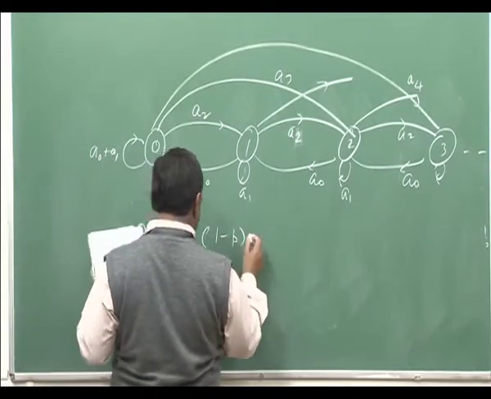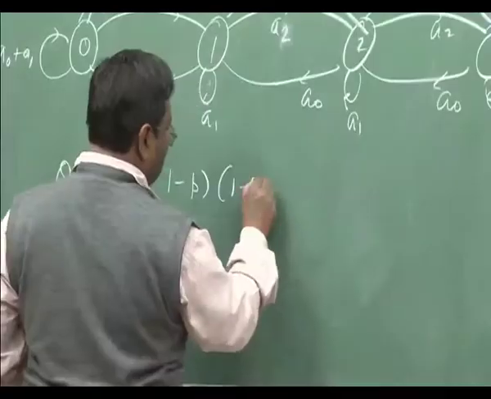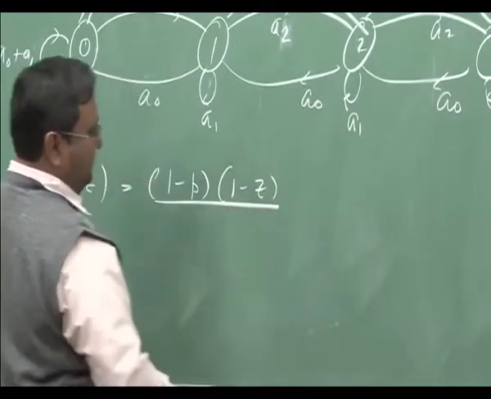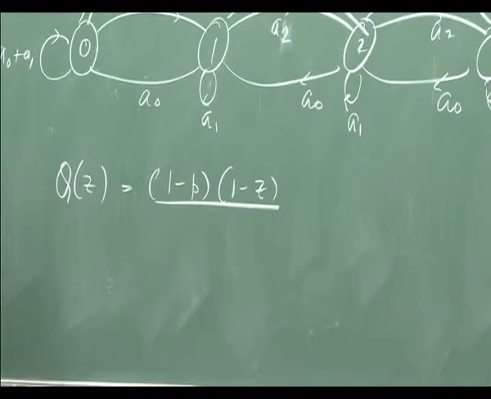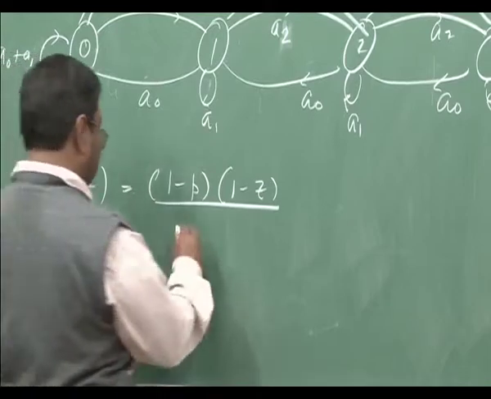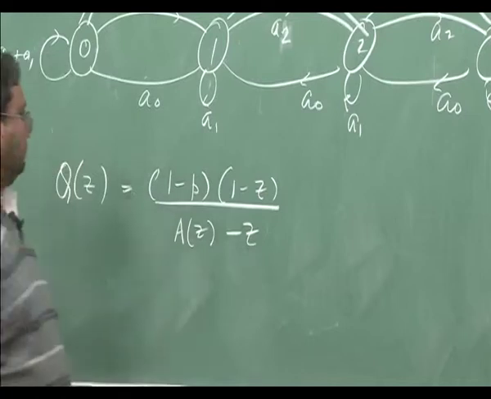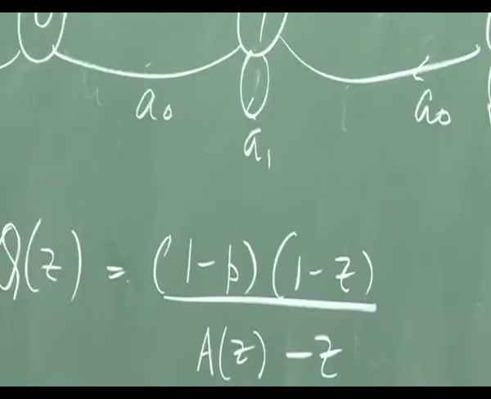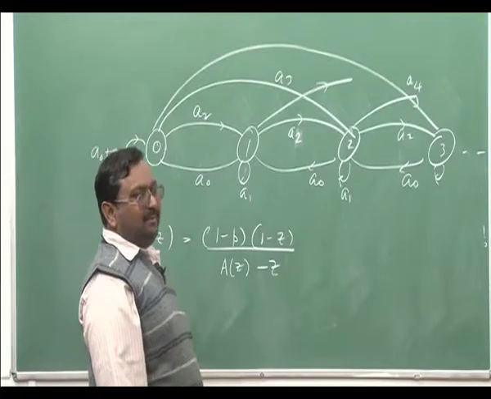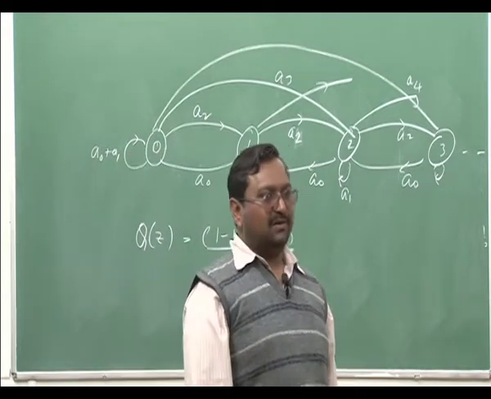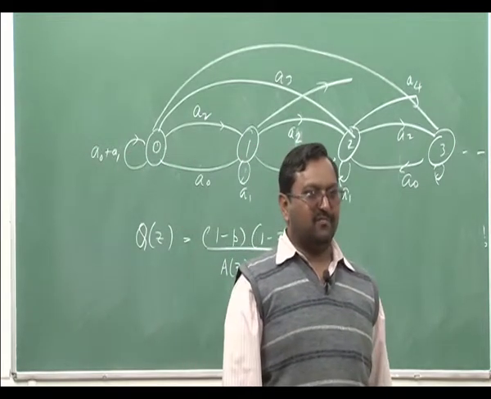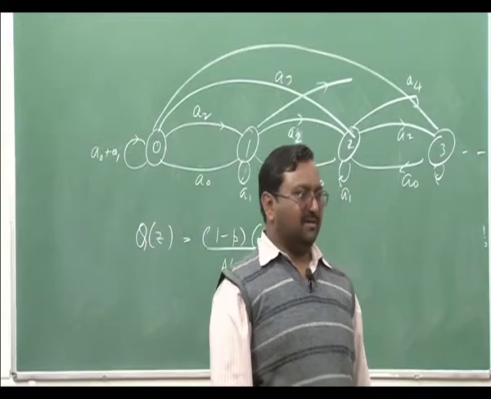This will be 1 minus P, 1 minus Z, whatever was the PGF, probability generating function, for A_i, the arrival process, you have to take that, minus Z. And once you have a probability generating function, I can find out the mean value. So from here you can find the mean queue length, or average queue length, of the output buffer system.